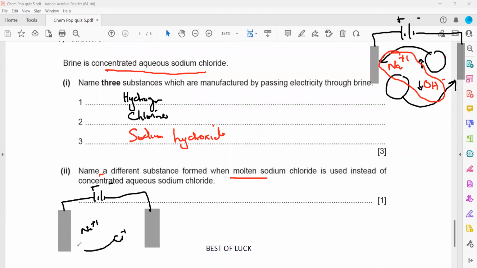So chloride ion will move towards anode and the sodium will move towards cathode. So what will be the different thing? Here hydrogen was forming, but in this case, what is the other product? Sodium is the different thing which is formed. Is it clear how they're different when we are using an aqueous as well as the molten substance?